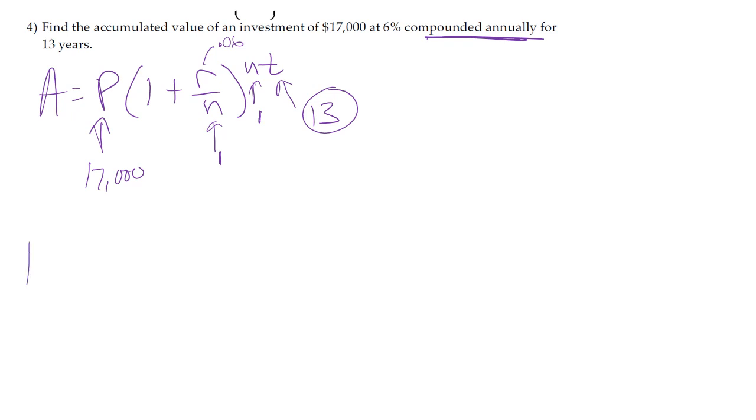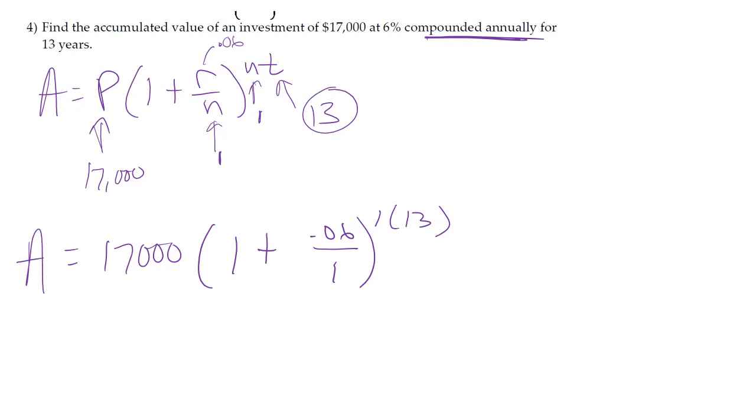So if I plug all that in, A equals 17,000 times 1 plus 0.06 over 1 to the 1 times 13. That'll give me my answer. So I came up with an answer of $36,259.78.